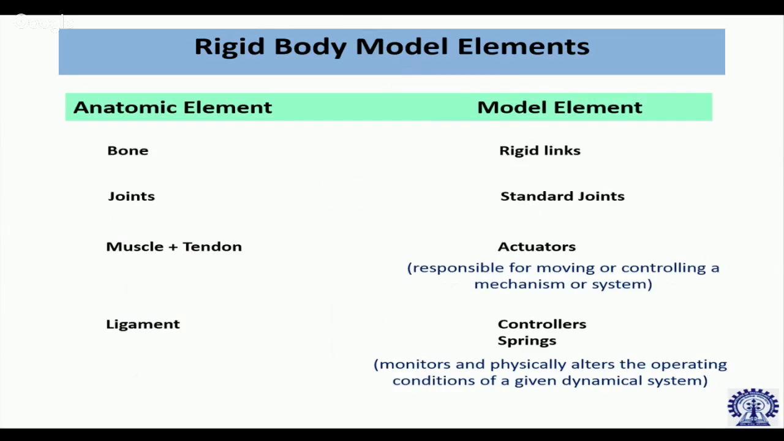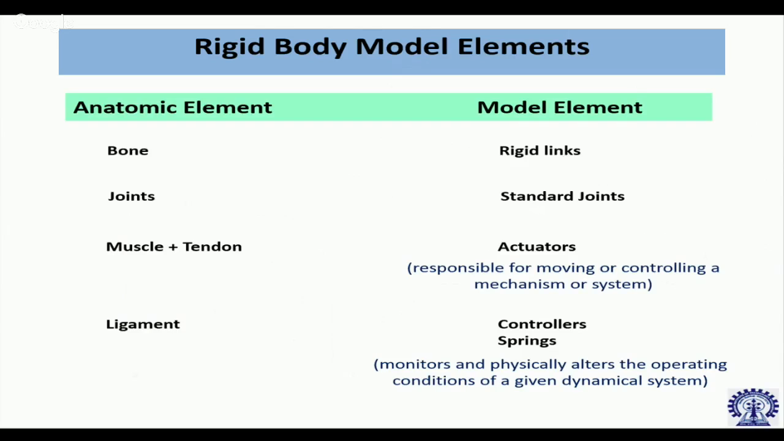If we try to make a rigid body model of our musculoskeletal system, now we have to summarize it, try to bring the whole human body system and look at it from the point of view of a mechanical engineer, or an engineer as a whole. So we have the anatomic element bone, which is a sort of rigid link. Joints are standard joints. I will discuss how the mechanical joints are related to the human joints.